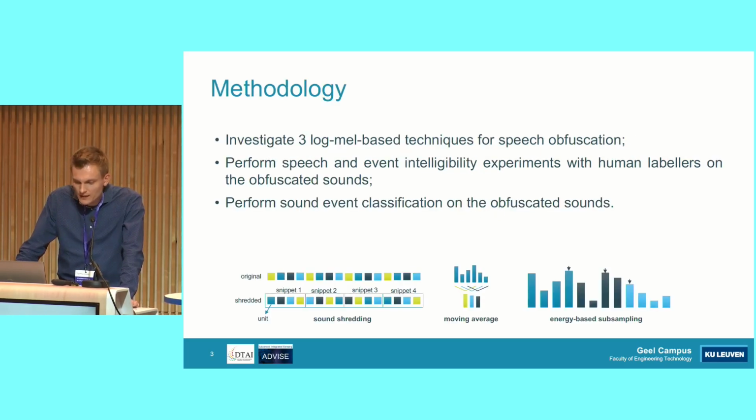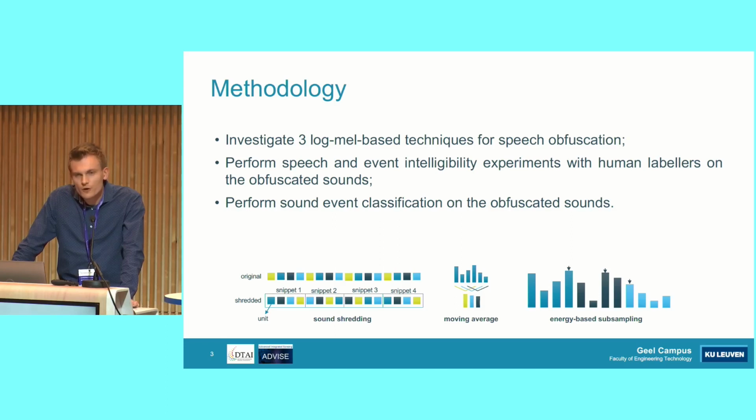For the methodology, we investigated 3 log-MEL-based techniques for speech obfuscation that all can be applied on edge devices. The first one, in the bottom left corner, is sound shredding, where you randomly shuffle units inside a so-called snippet, and a unit is a block of contiguous MEL frames. Next we tried calculating the moving average of the MEL frames, and the third one is energy-based subsampling, which speaks for itself.